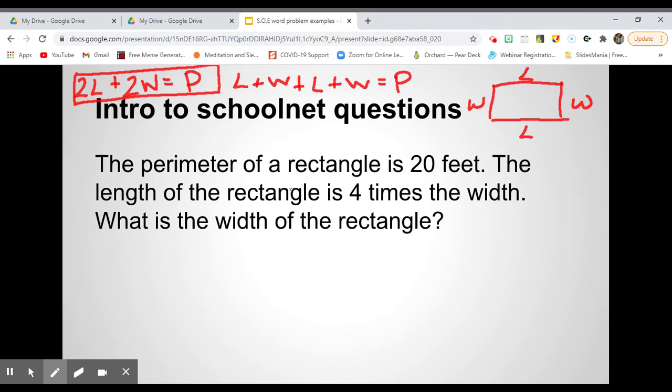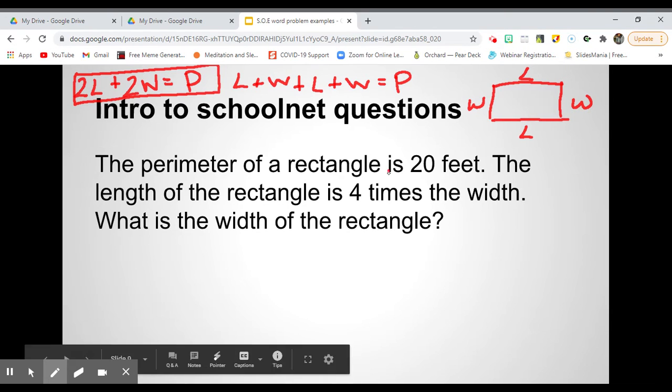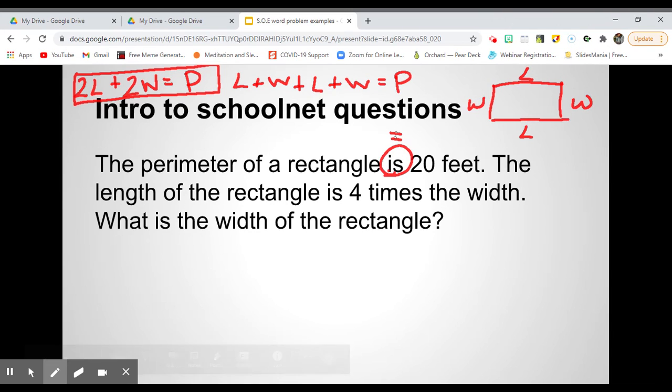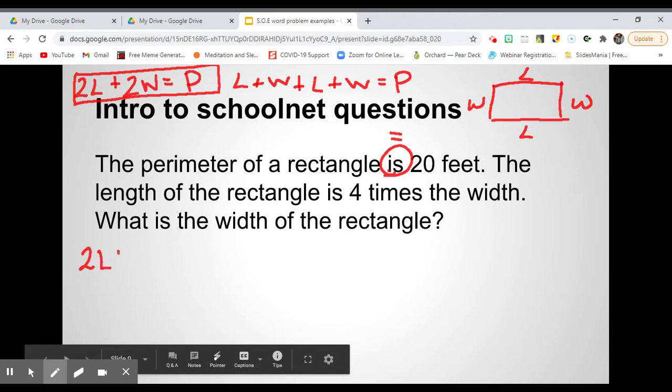The perimeter of the rectangle is 20 feet. Here is the word "is," which, if we think back to the word problems we've done in previous grade levels, is a sign for equals. So the perimeter of a rectangle is equal to 20 feet. That means I'm going to use the perimeter equation: 2L plus 2W is equal to 20.